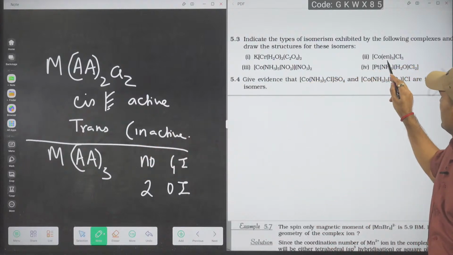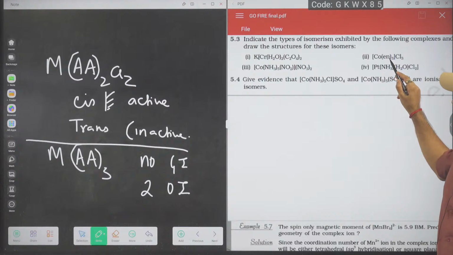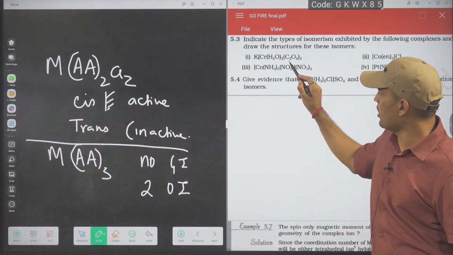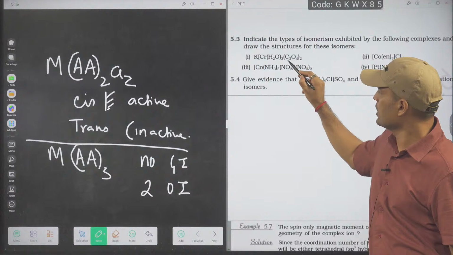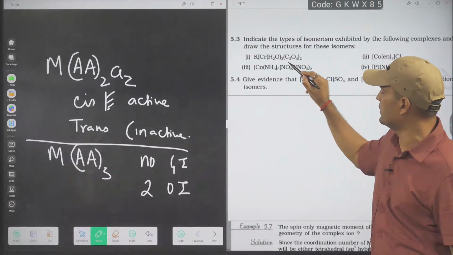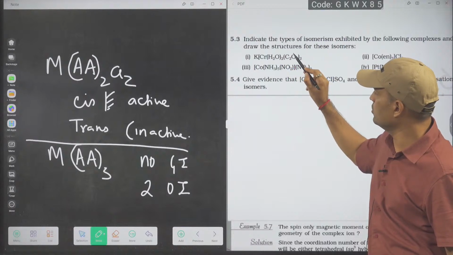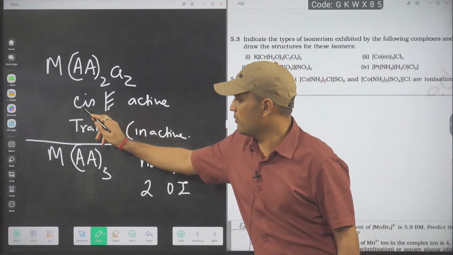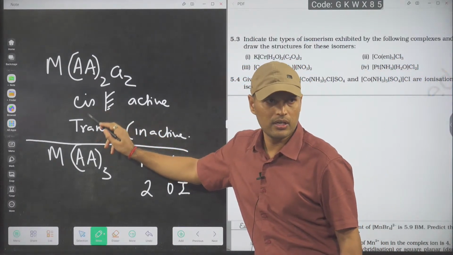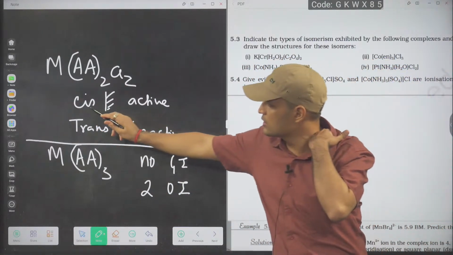Look, here M(AA)3 means how many optical isomers? 2 optical isomers you can say. Can you see this formula? Oxalate. Again, oxalate is a didentate ligand. Look, M(AA)2 A2: cis form is there and trans form is there. Which is optically active? Cis form.